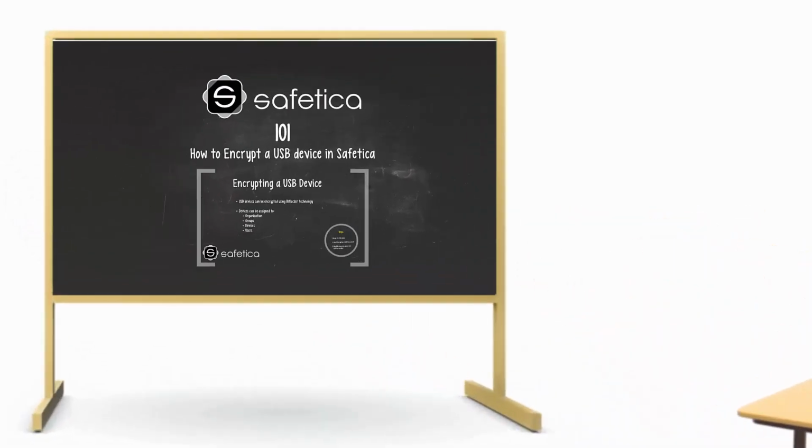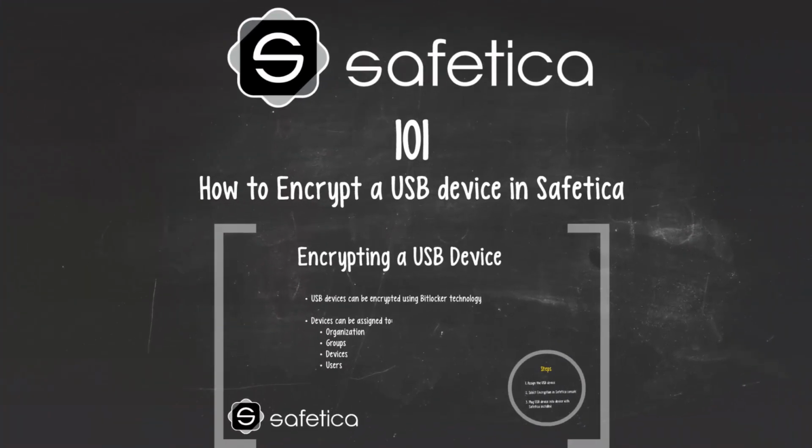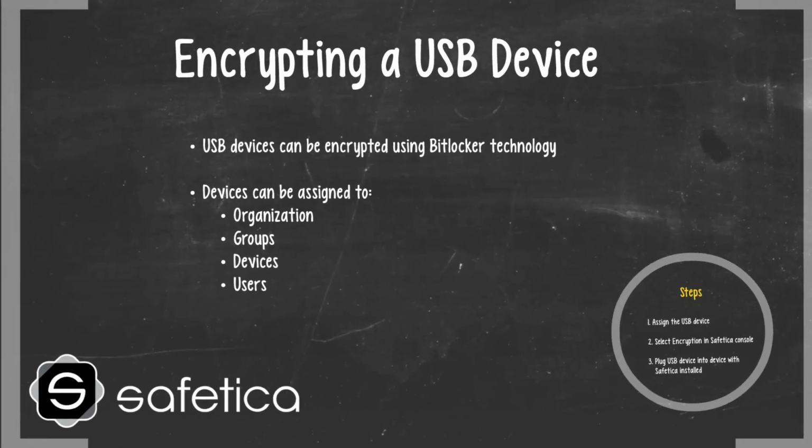Welcome to Safetica 101. In this episode, we will encrypt a USB device using Safetica. Safetica uses BitLocker technology to allow you to encrypt external USB devices. Not only can the devices be encrypted, but they can also be assigned to different levels within your organization. Encrypted USB devices can be assigned to the entire organization, to user groups, devices, or even individual users.